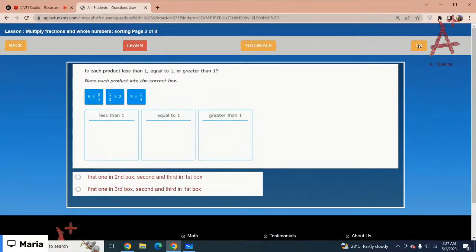Okay, 5 times 3 is 15. 15 over 4. So it is greater than 1. Got it? That means the first one goes in the third box. So 2 times 1 is 2 over 3. That means that would be less than 1. It goes in the first box. And 3 times 1 by 4 is also less than 1. So the second and third go in the first box, and the first one goes in the third box.